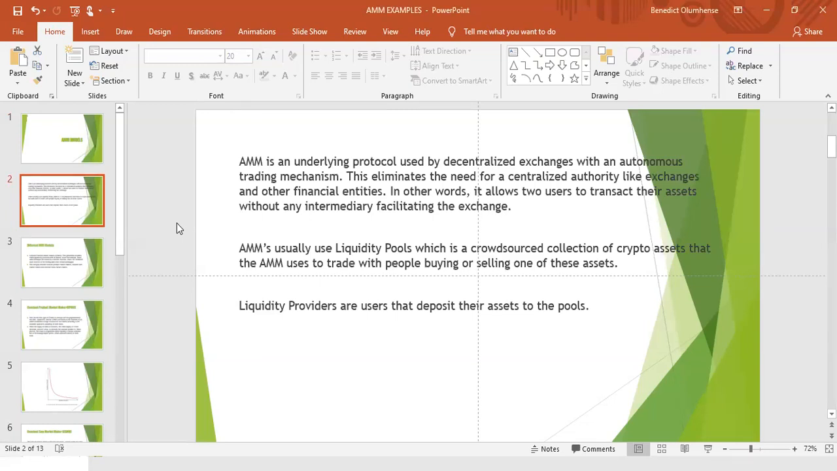So lesson 1 was basically about understanding what AMM is, what the protocol is, pretty much how it works, and why the need for AMM exists in the DeFi space. We understood things about liquidity pools, which are a crowdsourced collection of crypto assets, and that liquidity pools are usually provided by liquidity providers, right? These are people who in turn deposit their assets into the pools. So basically that's just a wrap of lesson 1.